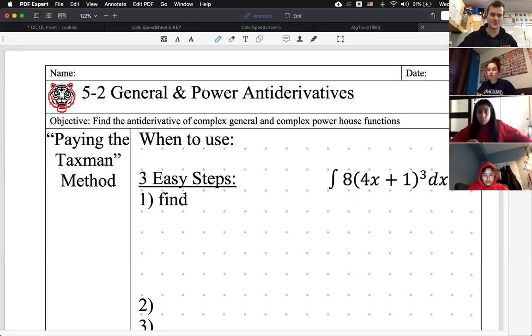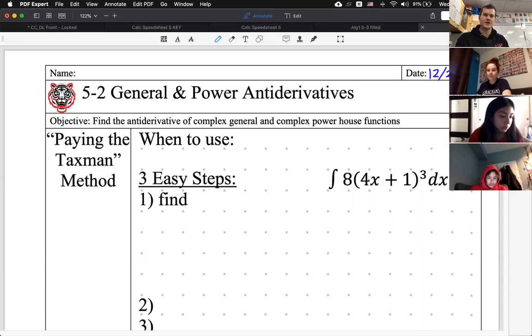Let's do this. So, 5.2, General and Power Antiderivatives. Today's date is Wednesday, December 2nd, 2020. Our objective today: find the antiderivative of complex general and complex power functions.